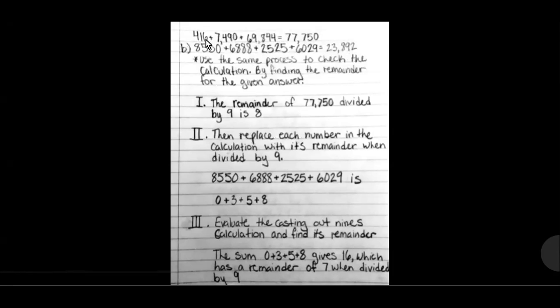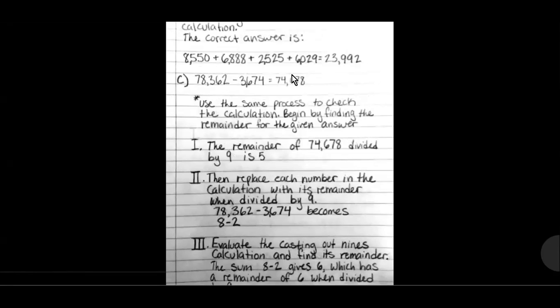So this plus this plus this plus this does not equal 23,892. The correct answer is this plus this plus this plus this actually gives us 23,992. Now, how do we use the casting out 9's for subtraction?